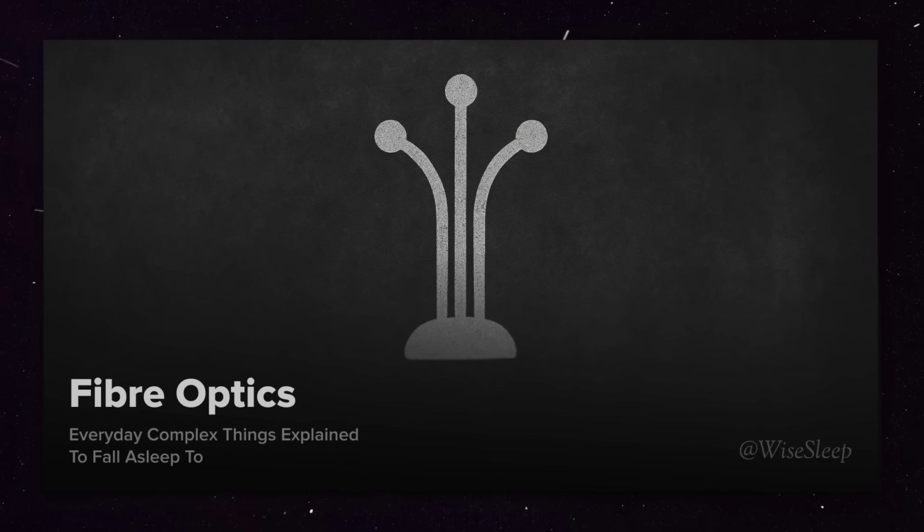Each fiber is made of two main parts: the core, where the light travels, and the cladding, which keeps the light contained by reflecting it inward. This design allows the light to bounce along the fiber in a controlled path, even around curves, without escaping. Because light moves extremely fast, fiber optic cables can transmit data much more efficiently than regular wires.